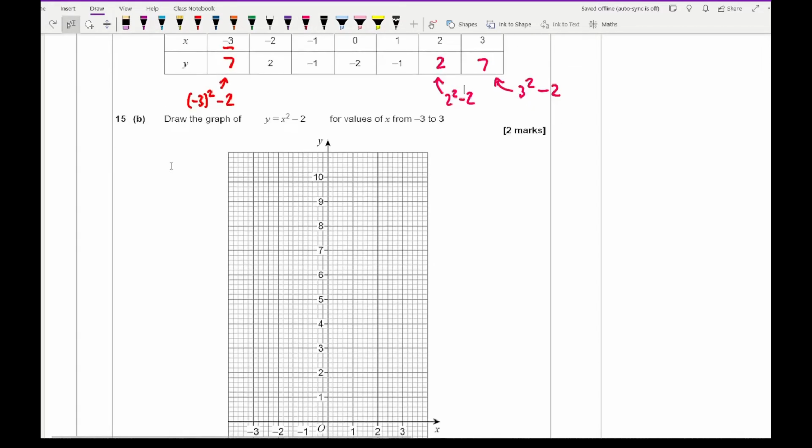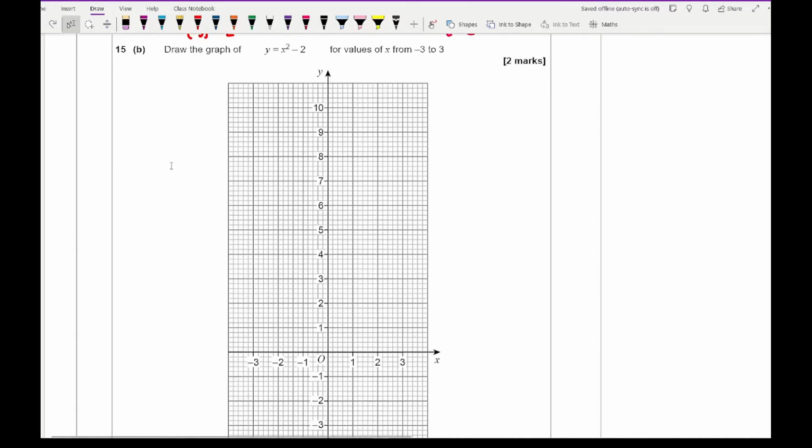Then from this, what we then need to do is plot those coordinates. So at minus 3, it was at 7. So that's going to be that there. At minus 2, it's at 2. At minus 1, it is at minus 1. At 0, it's minus 2. And then it slowly mirrors and reflects, which we've got something that looks like this.